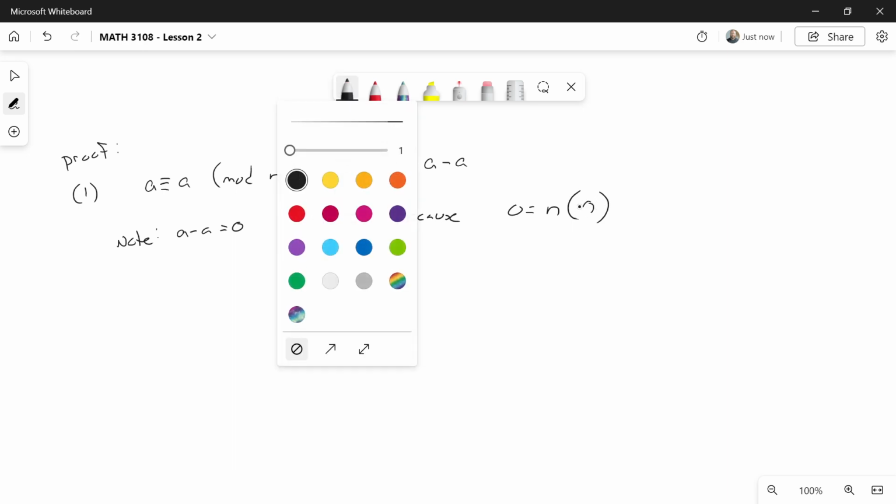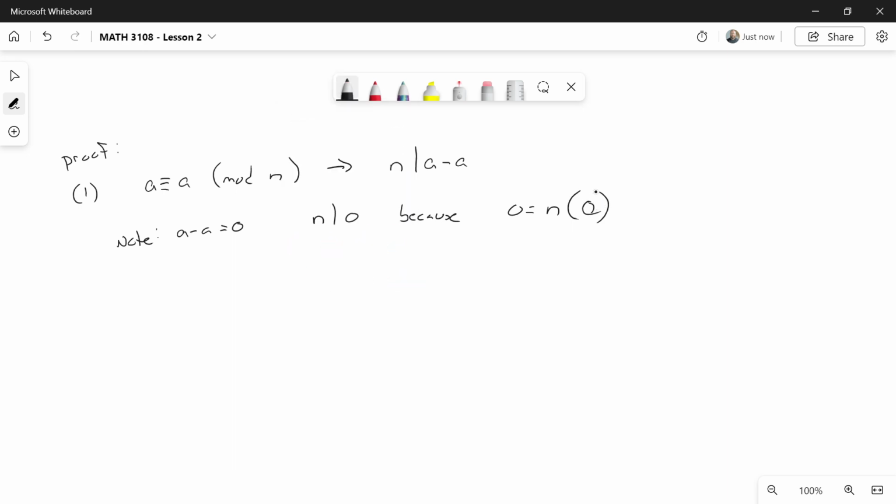Oops. There we go. Well, that's a horrible looking 0. Let's try one more time here. There we go. n times 0 is equal to 0. So this holds true. Therefore, if n divides 0, and we can write 0 as a minus a, then n divides a minus a, which implies a is equivalent to a mod n.